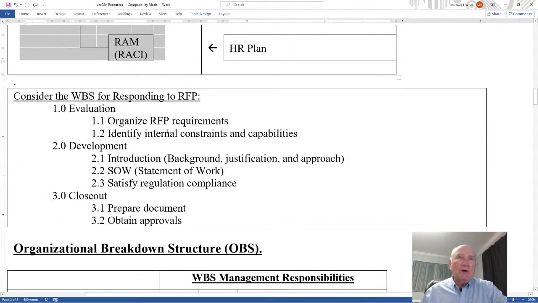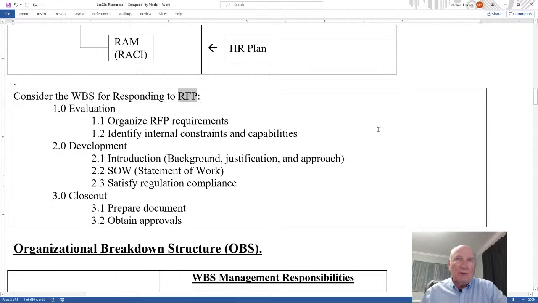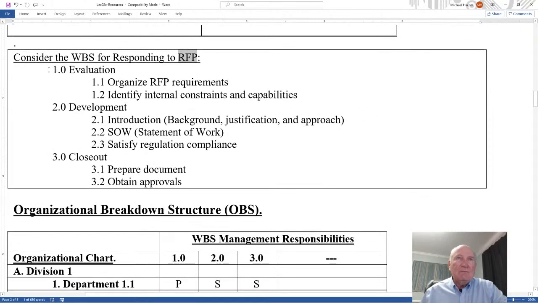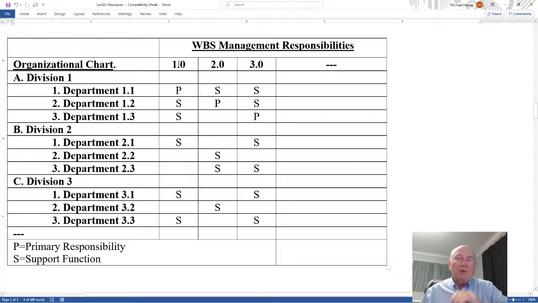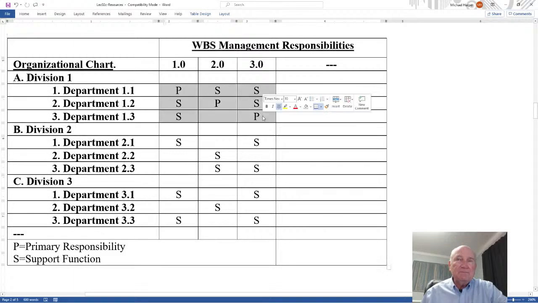Consider the work breakdown structure that we've seen before in other videos for an RFP, request for proposal. Here we have the major divisions on the WBS, a 2-level structure, and then the different work packages within the WBS. The organizational breakdown structure, or the OBS, could say, at the top, you'll have these primary responsibilities in the WBS. Here are the different divisions and departments that are going to be responsible. Primarily responsible is the P, and support functions are the S's.